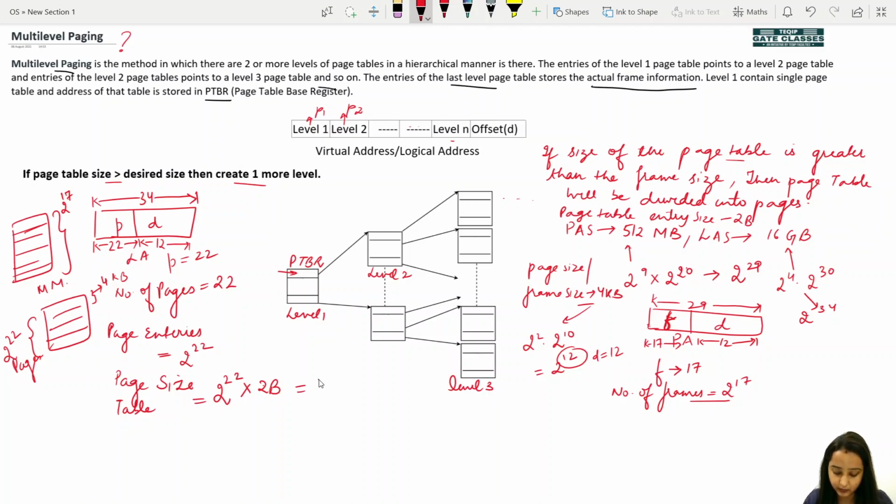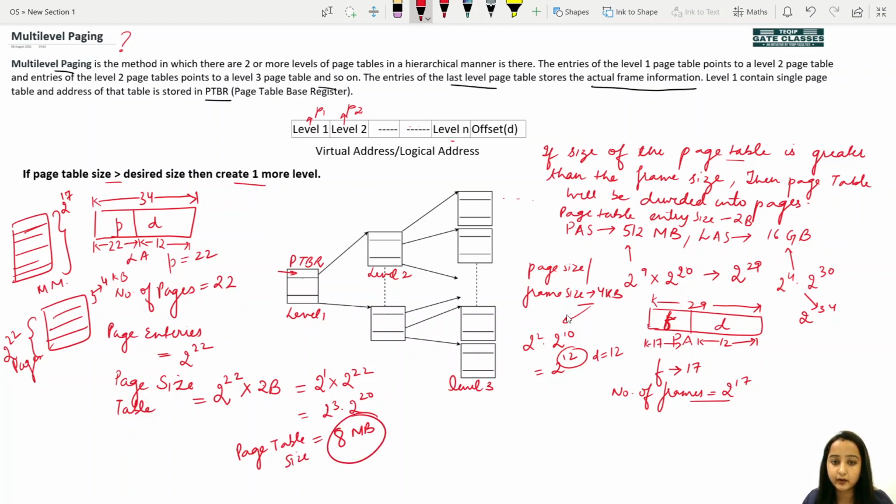So how much will it be? 2 raised to power 1 into 2 raised to power 22. It will be 2 raised to power 3 into 2 raised to power 20 if I have to write. What is 2 raised to power 20? It is M. So it will be 8 MB. The page table size will be equal to 8 MB.